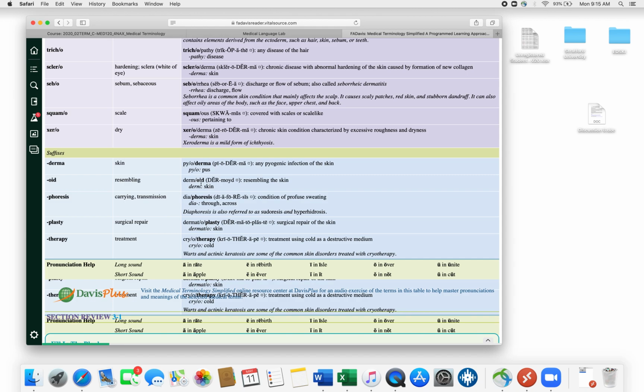Dermoid, we already talked about. Oid means resembling. So a lipoid tumor is not a tumor of fat. It's a tumor or a lump or a bump of something that looks like fat.